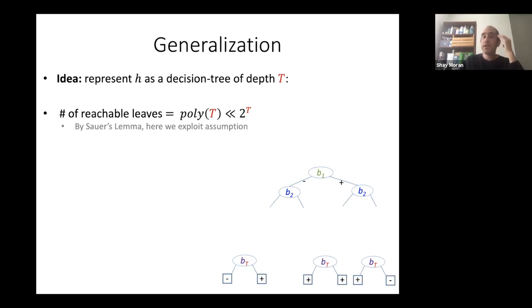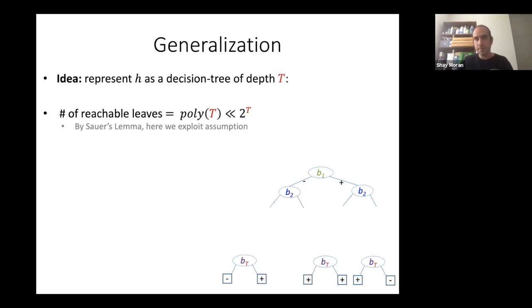And the key observation here, or the key lemma here, is that the number of reachable leaves in this tree is much, much less than 2 to the T, right? If you have a binary tree of depth T, the number of leaves can be 2 to the T at most. But because of our assumption that the weak hypothesis comes from a VC class, the number of reachable leaves, so we can prune this tree in a way that we get an equivalent tree, and the total number of leaves will only be polynomial in T rather than exponential in T. And this is the key.